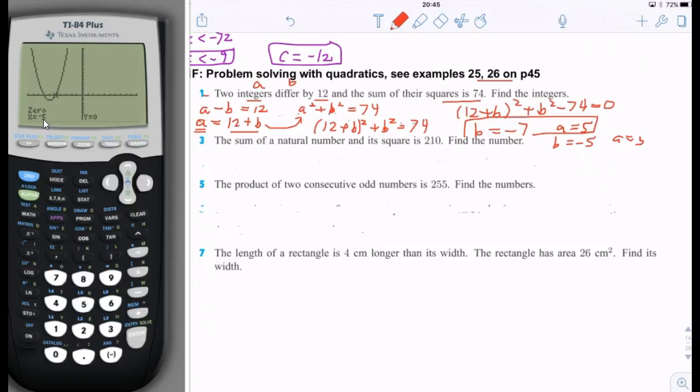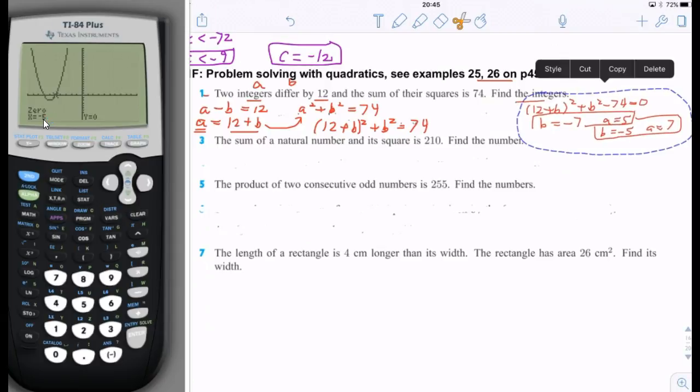12 plus b, which is 12, 12 minus 5, which is 7. Okay. So the two possible pairs of numbers are negative 7 and 5, and negative 5 and 7. Those integers both differ by 7, and the sum of their squares is 74. Okay? So that is number 1.